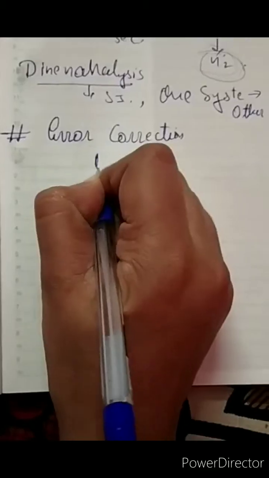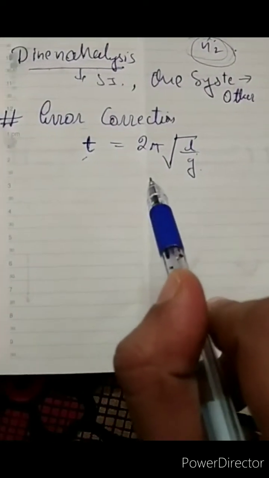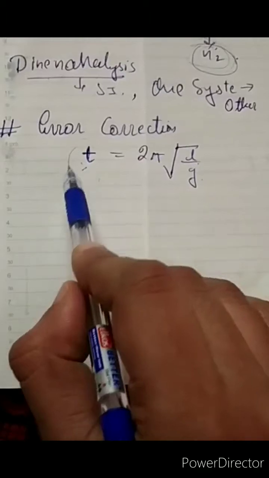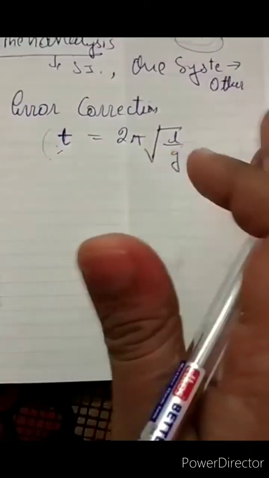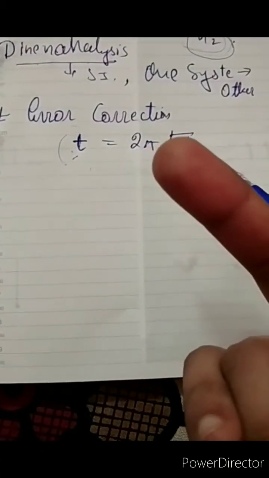Let's say we have a formula T equals 2 pi under root of L upon g. Here T is time, L is length, and g is acceleration due to gravity. Equal to means the dimension on one side must equal the dimension on the other side, or the SI unit of this equals the SI unit of that. If this formula works, the dimensional formula of both sides, LHS as well as RHS, must be equal. If not, the formula is incorrect.